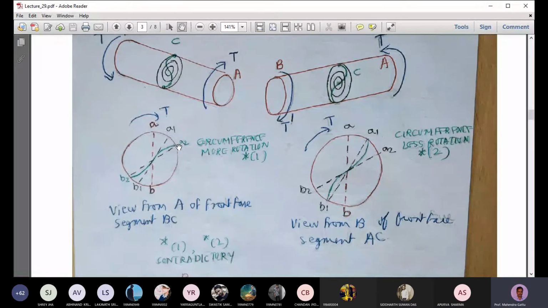So what we can say is that when you see this figure, it seems like the circumference has more rotation compared to the inner circle. So this is one fact we can see from this analysis.